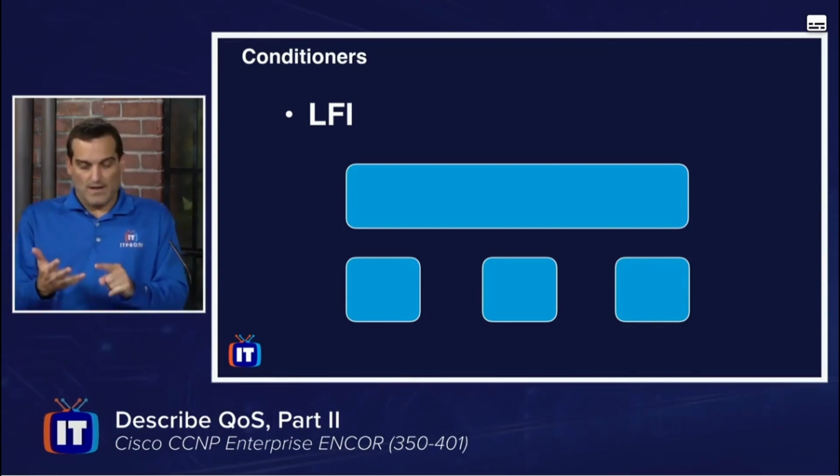So let me try and recap this, Ronnie, and correct me if I'm wrong. We have classification. Right. We have marking. We have traffic shaping or policing. We have congestion management, congestion avoidance, and then we have potentially conditioners. And there's your full gamut of differentiated services, quality of service topics.